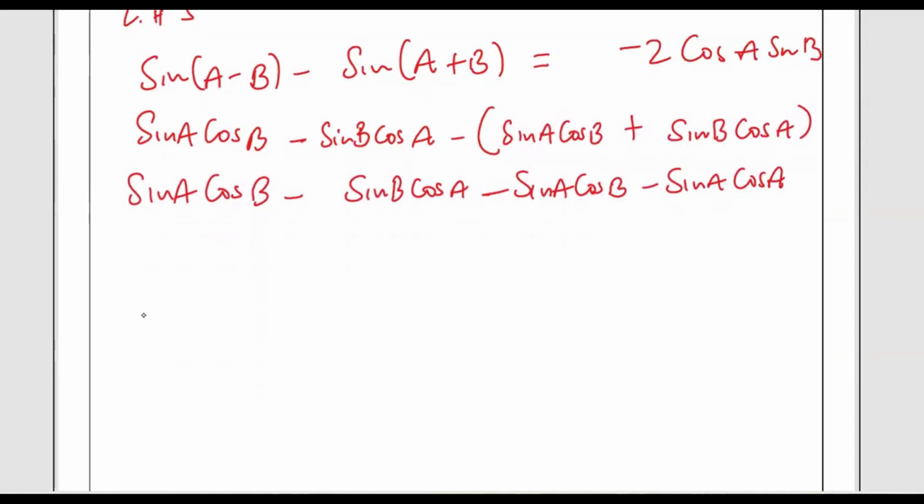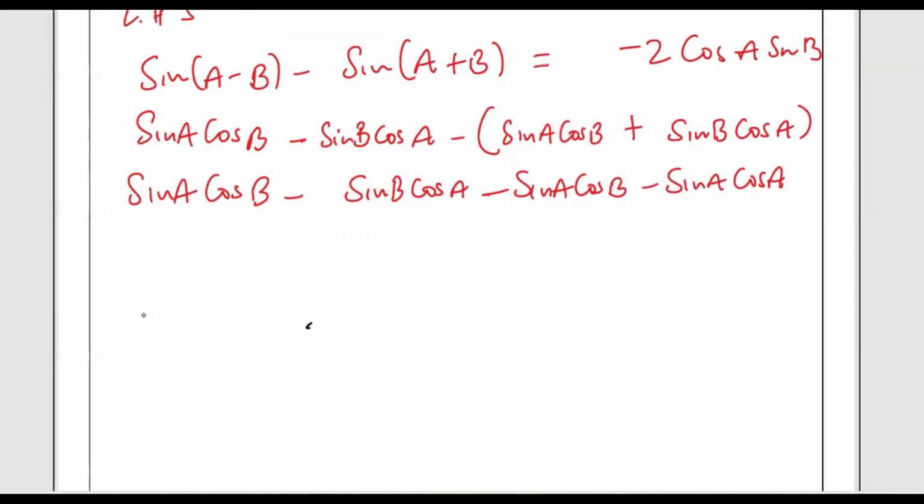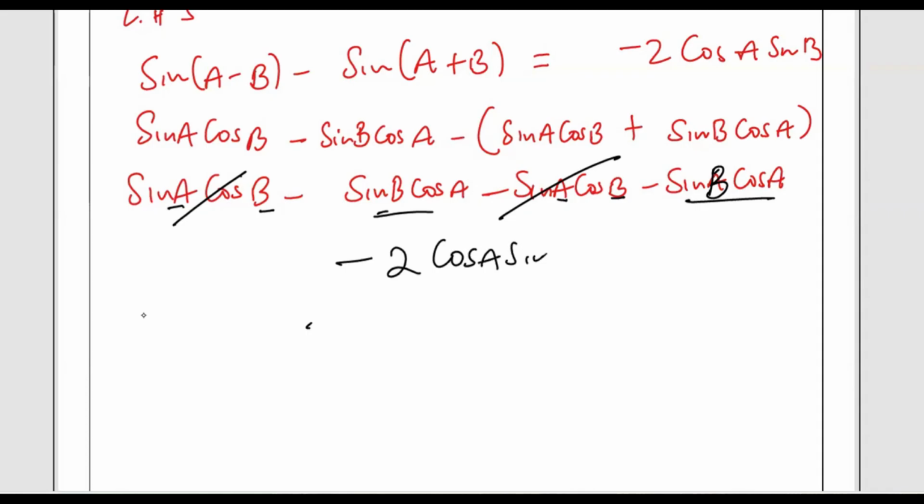Let's see what we cancel out. We have sine a cos b positive, sine a cos b positive, so this cancels that. And sine b cos a, sine b cos a. So we're going to have a negative 2 cos a sine b, which is equal to the right-hand side. That we've proved.